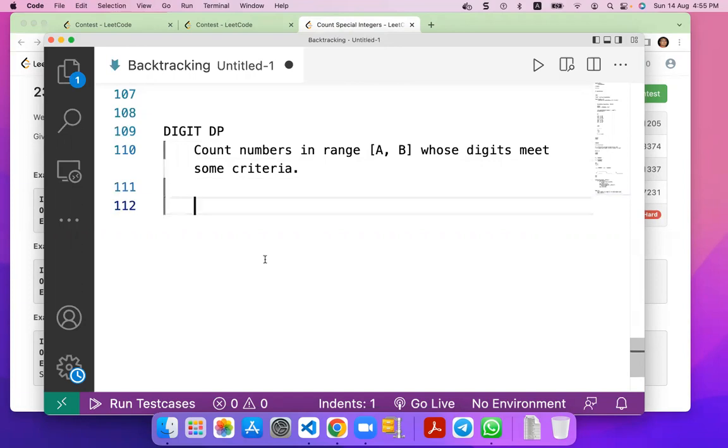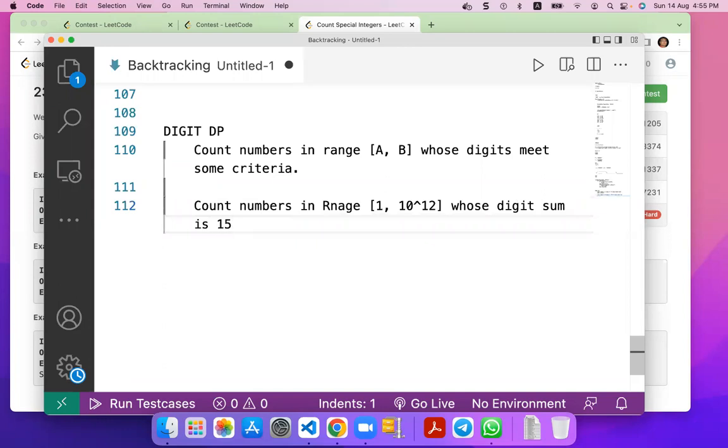For example, count numbers in range 1 to 10 power 12 whose digit sum is 15. Imagine if I give you this question, so it's a range question. Can we solve this using brute force? You have to count numbers in a range. How many numbers in this range have digit sum as 15? No. For such questions, there is a DP technique called digit DP.